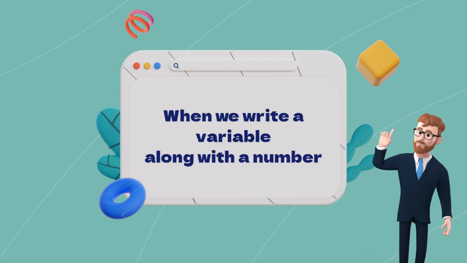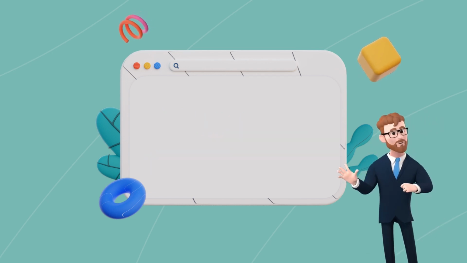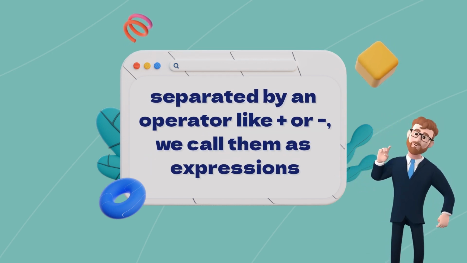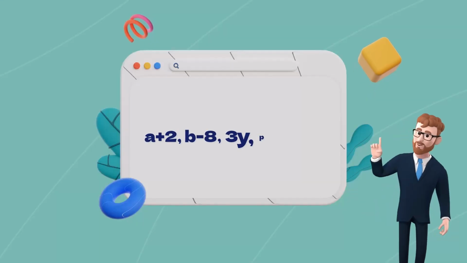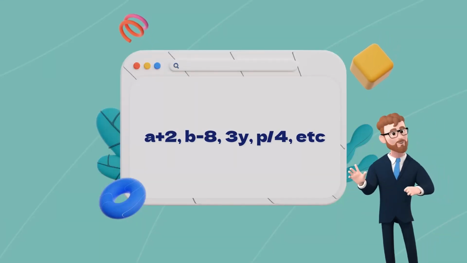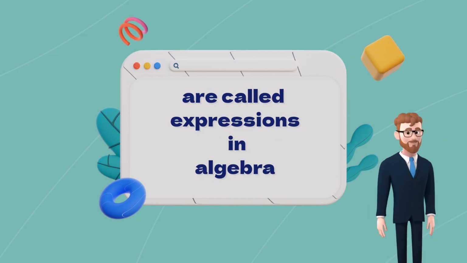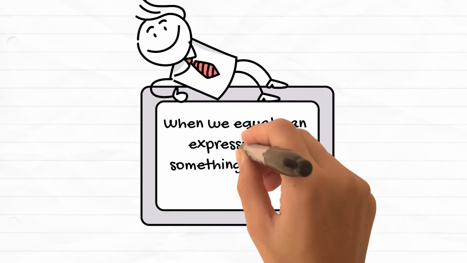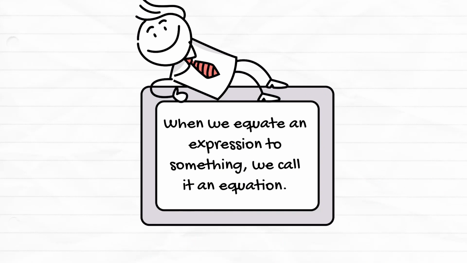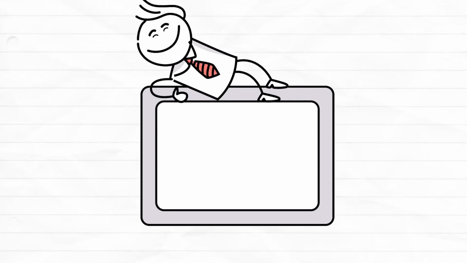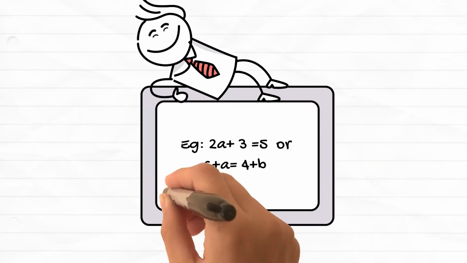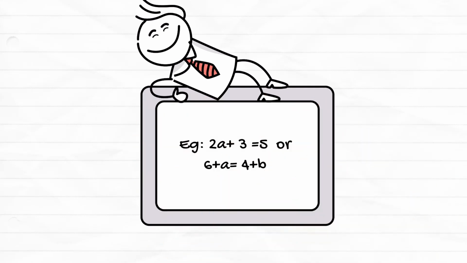When we write a variable along with a number with a mathematical operator separating them, we call them expressions. So, all examples you see here are expressions. When we put an equal to sign with an expression and write something on the other side, it is called an equation. Here are some examples. Note that there could be a number or another expression on either side.